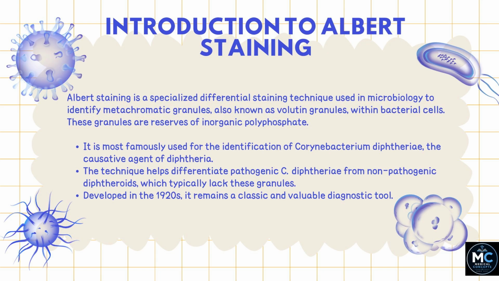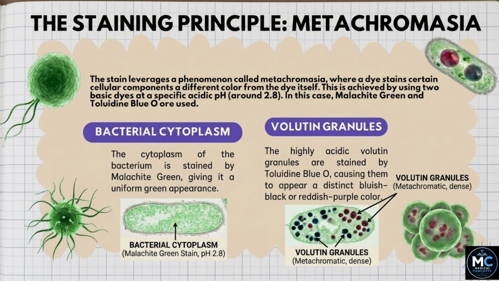Now let's understand the principle behind Albert staining. This staining is based on the property of metachromasia, where certain structures stain in a different color than the dye used. The metachromatic granules take up a blue-black color, while the rest of the bacterial cell appears light green or light blue. This contrast makes the granules clearly visible under the microscope. So basically, the stain highlights specific intracellular structures rather than the whole cell.